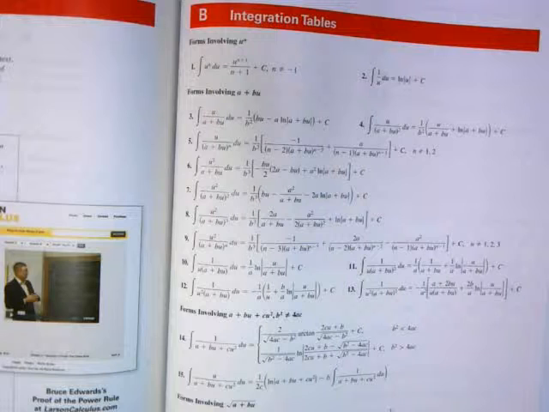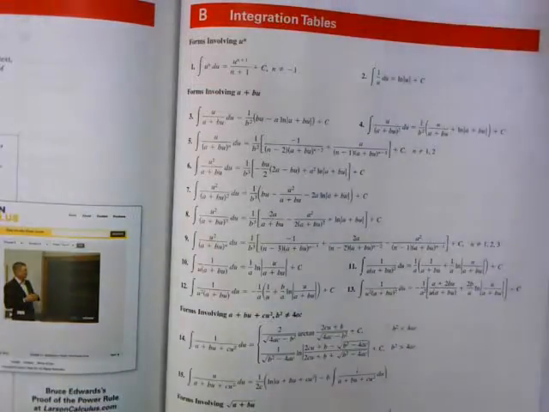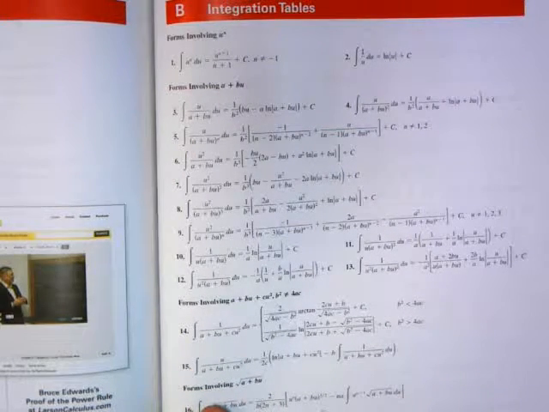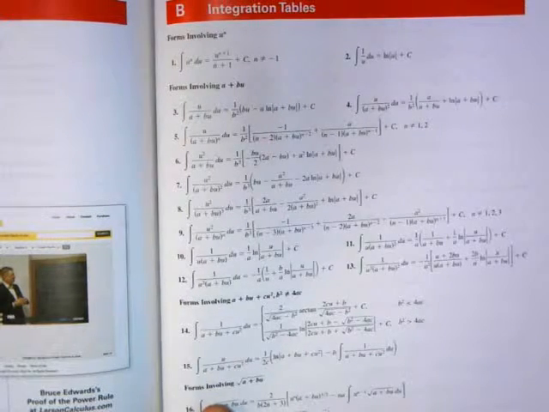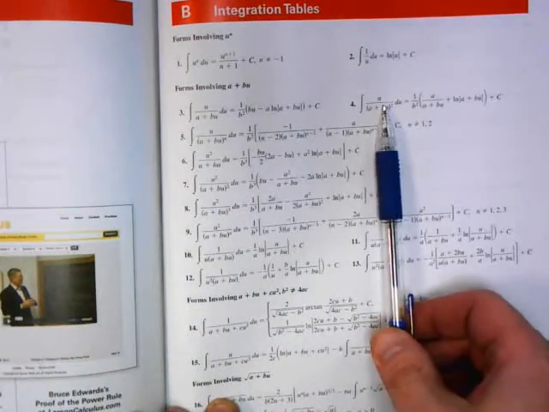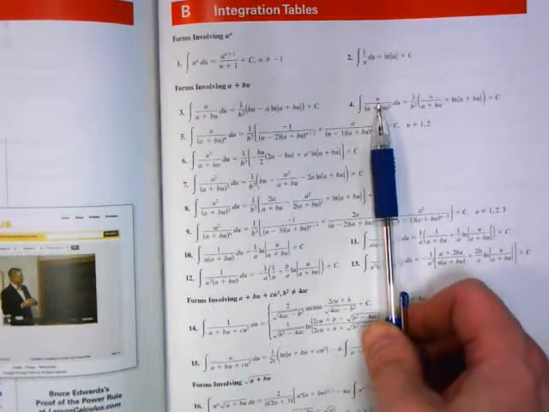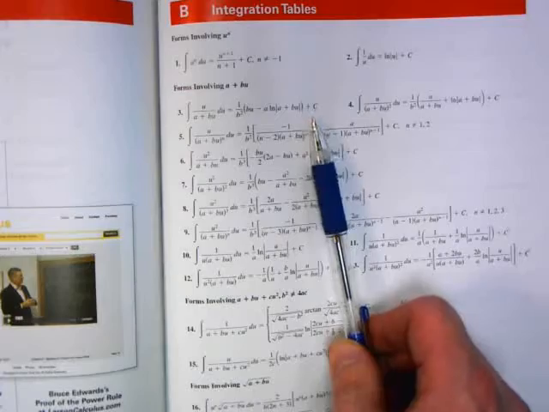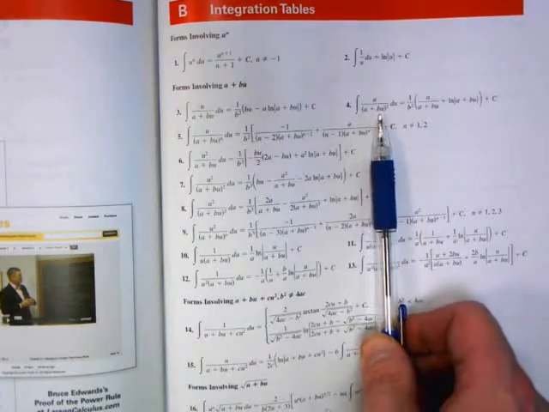We're going to look for a pattern in our book that looks just like that problem. Anybody see one? I think it's number 4, because we have an x on top. Our problem had an x on top, right? We can pull the 4 out, that number in front of the x. And then a plus bx on the bottom.